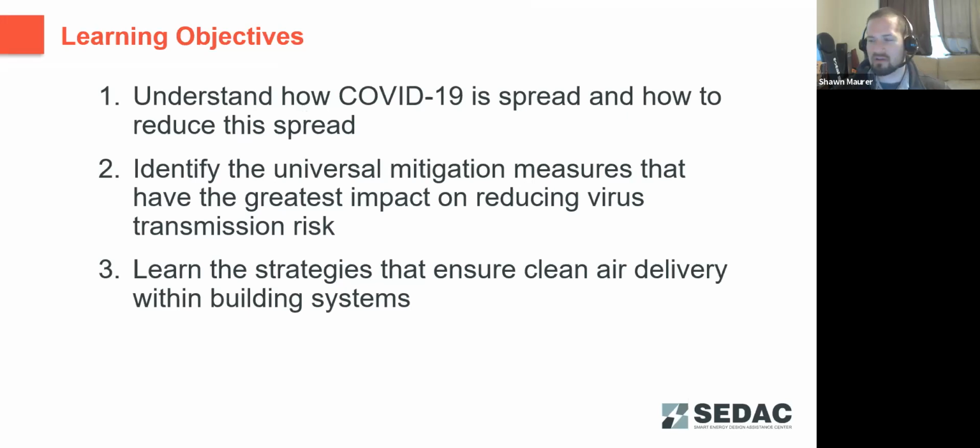Key points that we're going to be covering today. We're going to briefly overview how COVID-19 is spread and how to reduce that spread. I know this has probably been common knowledge that's covered frequently, but it doesn't hurt to overview that and get the key points. We're also going to be identifying universal mitigation measures that have the greatest impact on reducing virus transmission in your facilities. And then we're going to look at some supplemental strategies to ensure clean air delivery within your buildings to further reduce the risk of transmission within facilities.